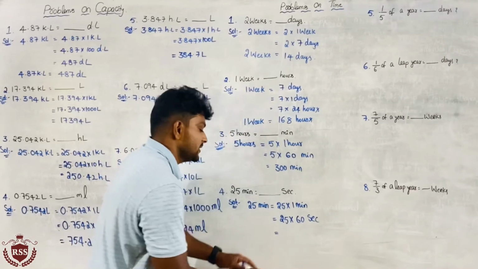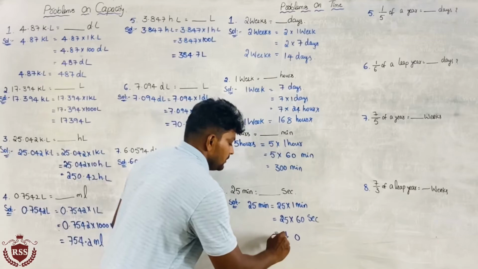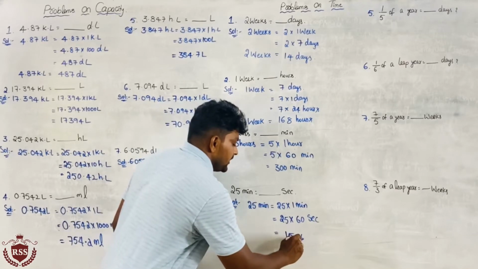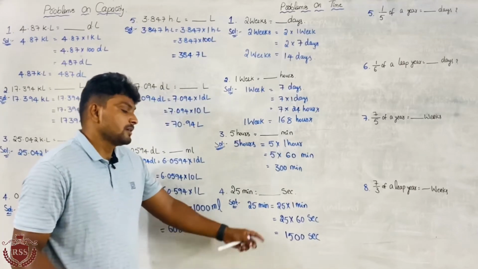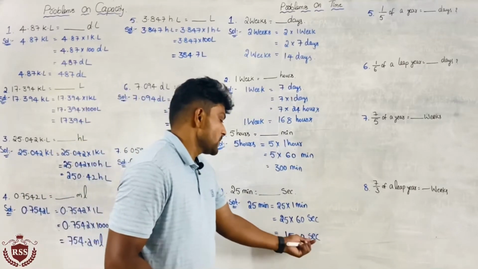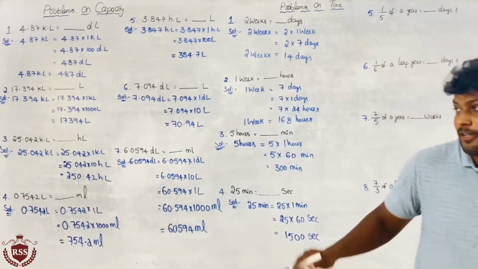So 6 5s are 30. 6 2s are 12. It will be 1500 seconds. There are 1500 seconds for the 25 minutes. Okay. Now very important problems.